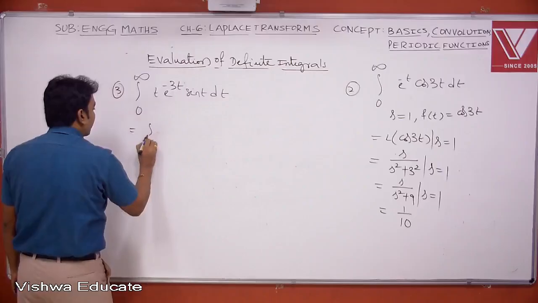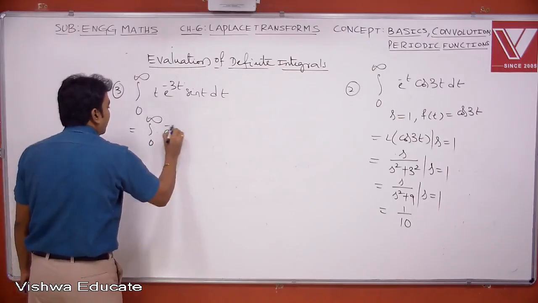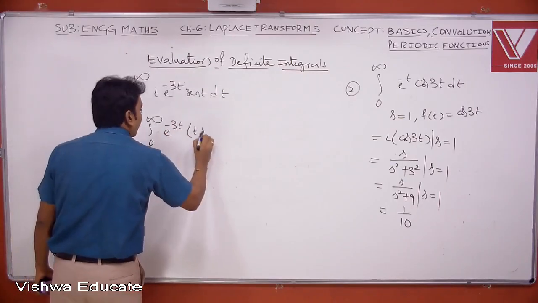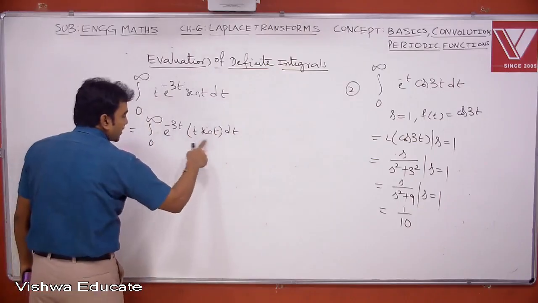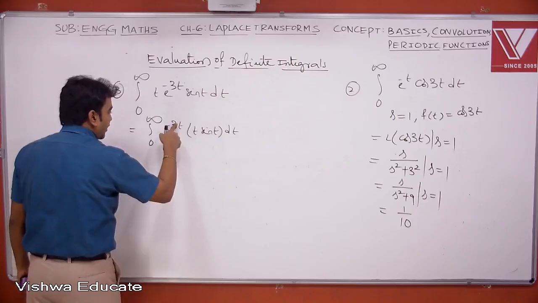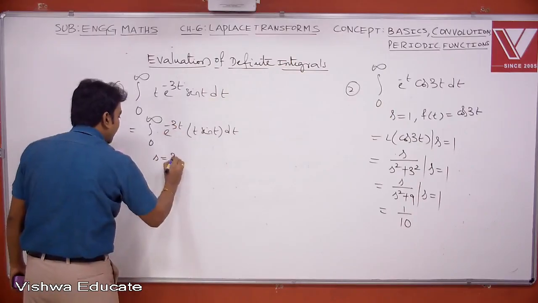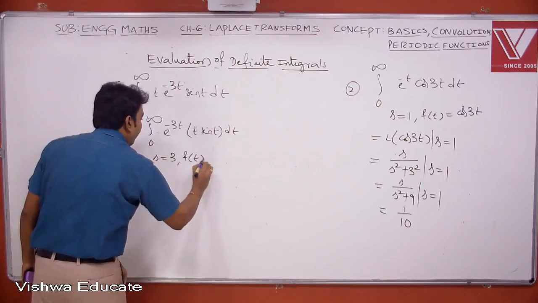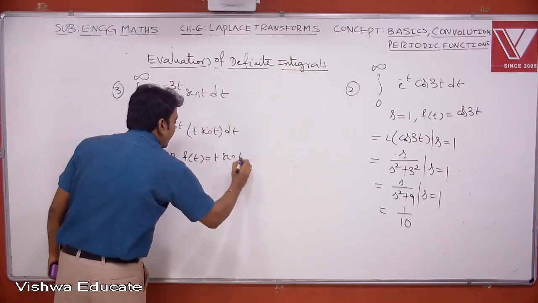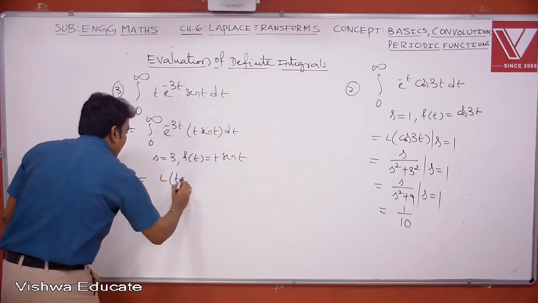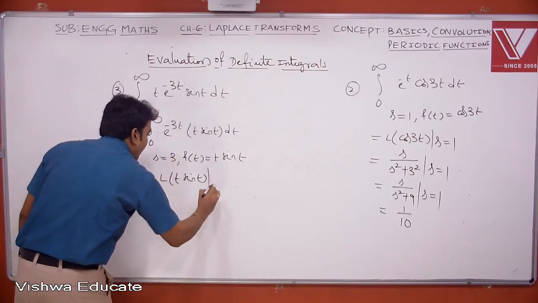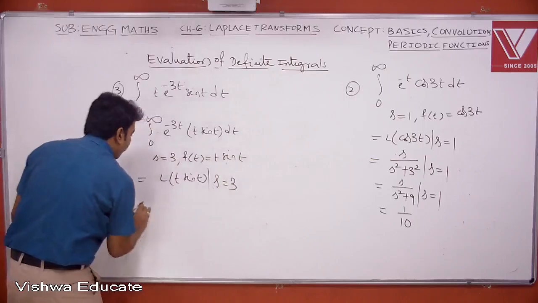Now this is nothing but the integral 0 to infinity e power minus 3t times t sin t dt. So this you can call f of t, and s is 3. Therefore here the s value is 3. F of t equal to t sin t. Therefore this integral becomes Laplace of t sin t when s equal to 3.